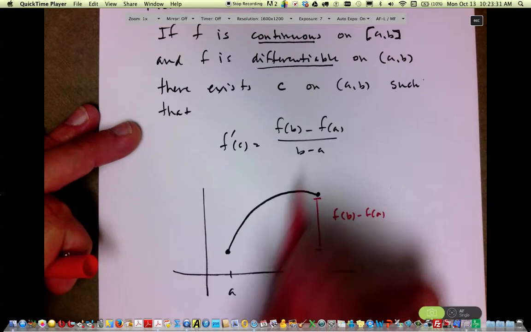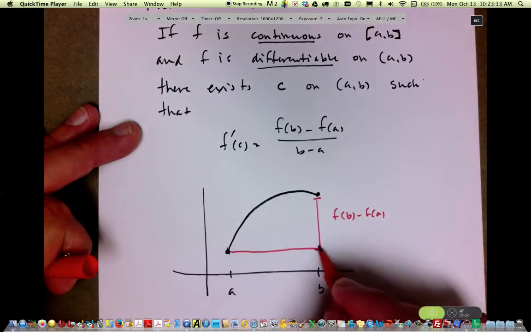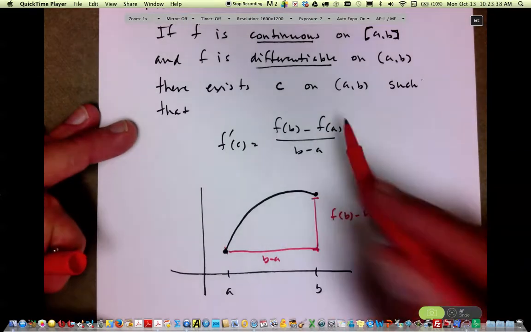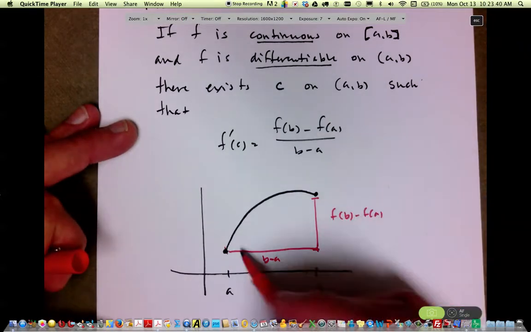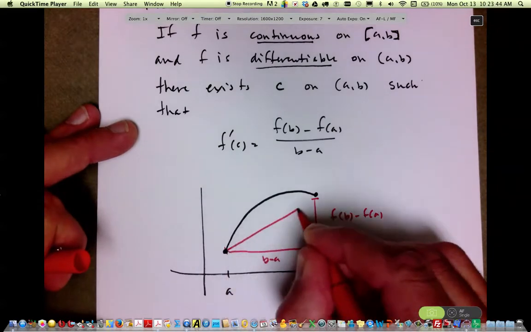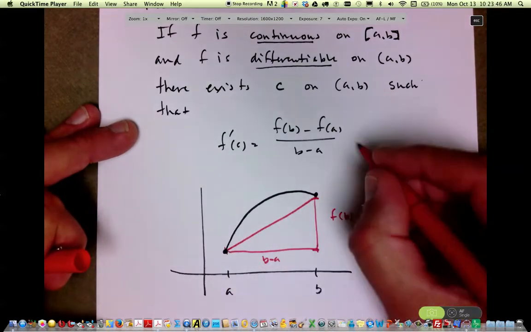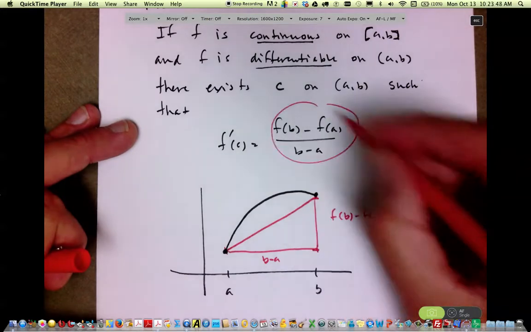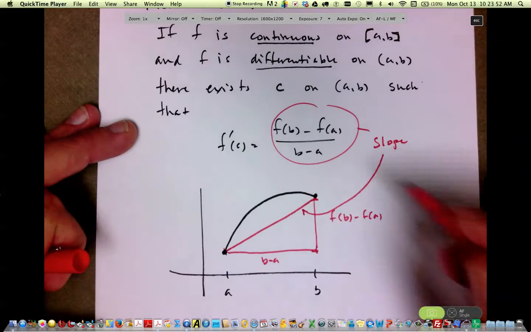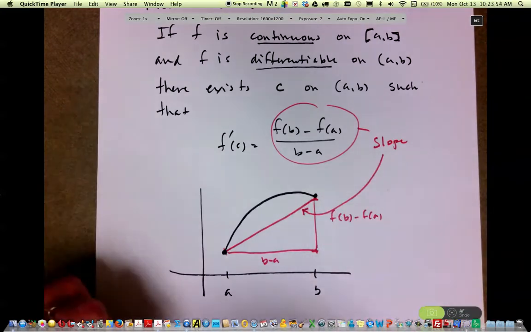And then the denominator, b minus a, is the distance between these. So b minus a. So when we talk about this ratio, we're talking about the change in y divided by the change in x. All that is the slope of this line. Okay, so this side of the equation is just the slope of that line that goes through those 2 points.